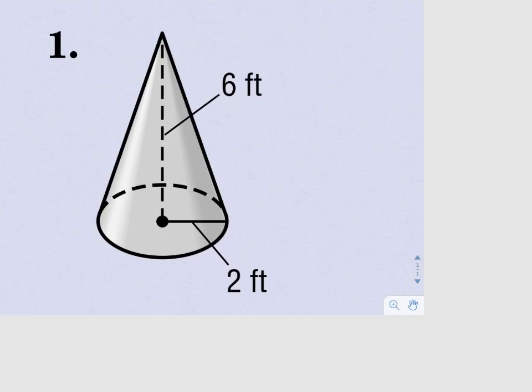Number 1, the first thing you have to do is determine which solid this is. Well, this is definitely a cone, and we can see that because the base of the cone is circular. So this would be a cone. So we have to select the appropriate formula. So let's write it down. Volume equals pi r squared times h divided by 3.